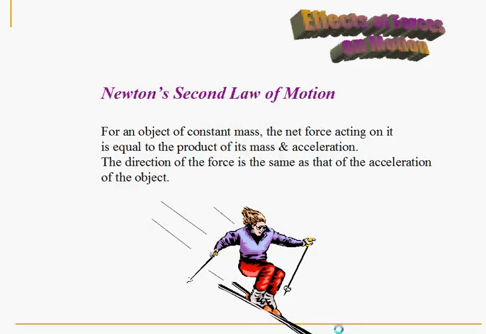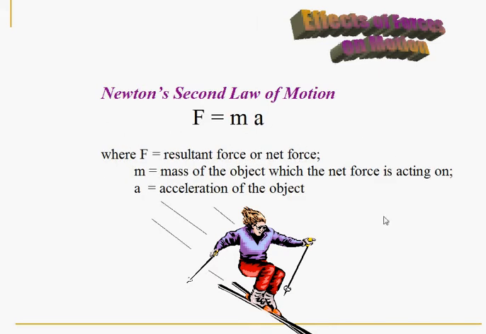Okay, I'm going to start off with Newton's second law of motion. Now, Newton's second law of motion states that for an object of constant mass, the resultant force acting on it is simply equal to the product of its mass times the acceleration. And take note that the direction of the resultant force is the same as that of the acceleration of the object.